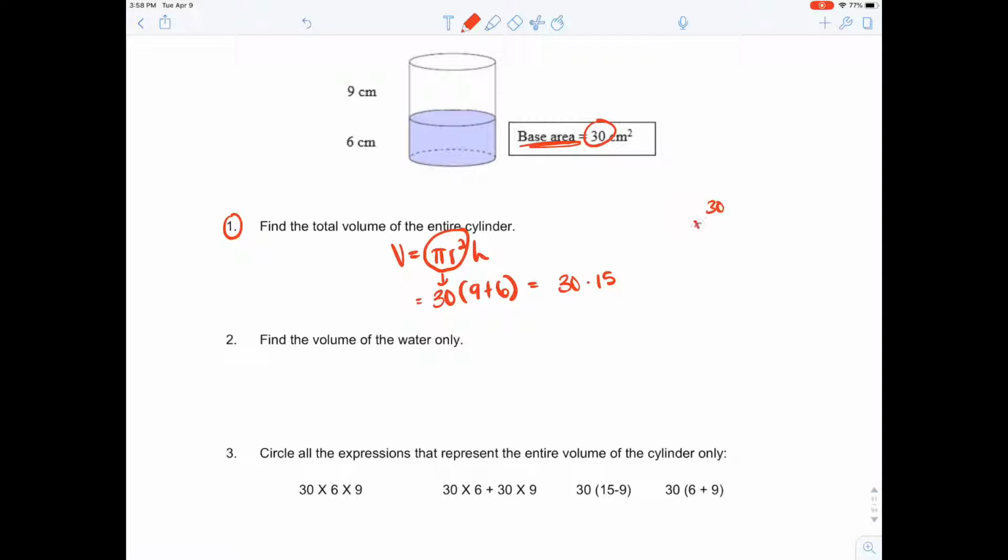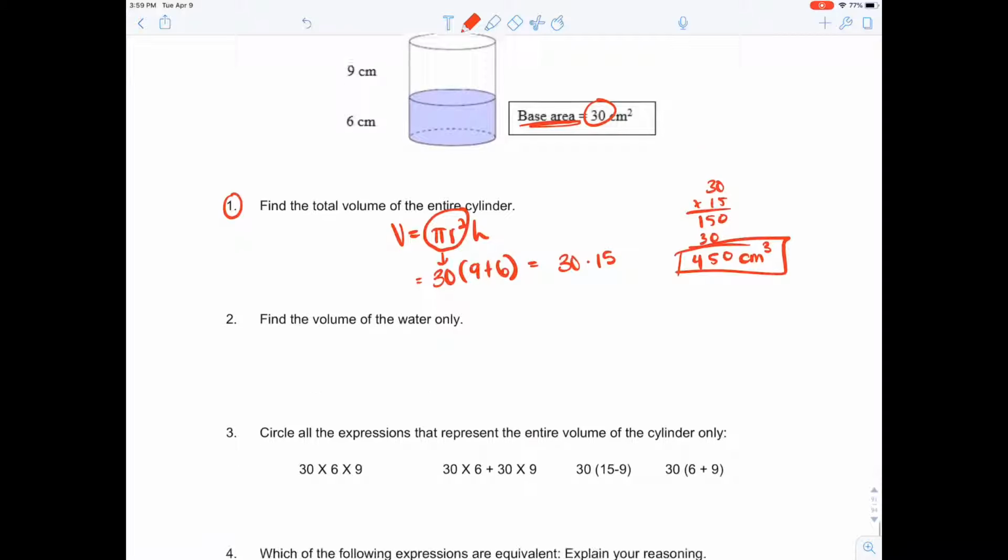Let's do some quick math over here in the corner. 5 times 3 is 15. 1 times 0 is 0. 1 times 3 is 3. And so it looks like the volume of the cylinder is 450 centimeters cubed.